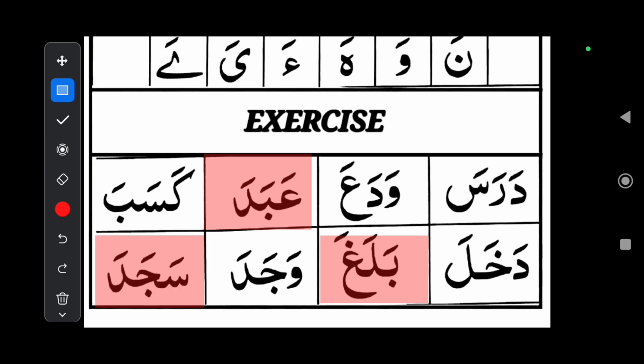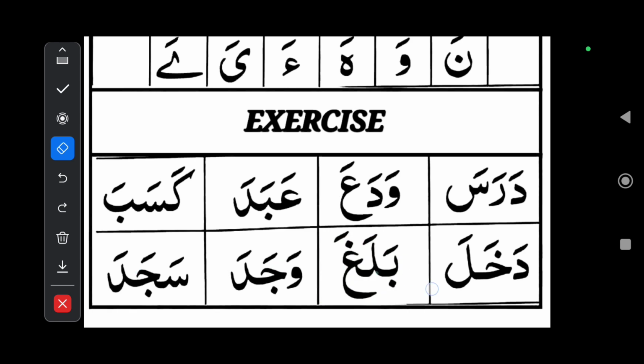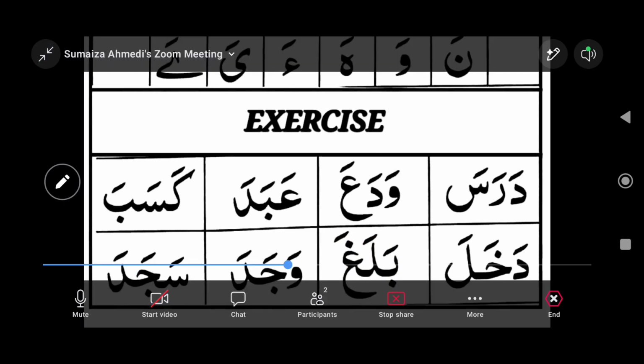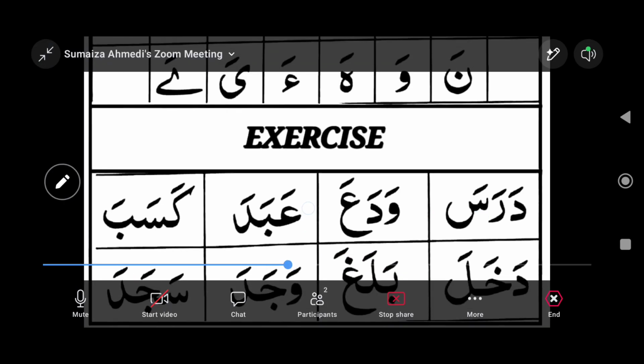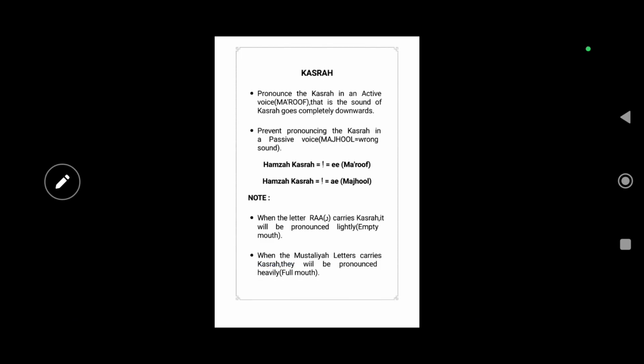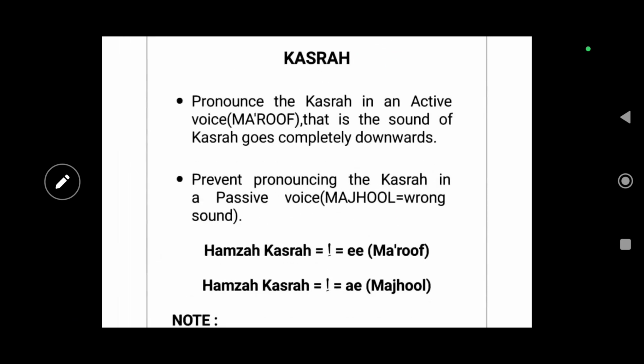This one. Sin zabar sa, jim zabar ja, saja, dal zabar da. Sajada. Yes. So this was a lesson about Zabar. Okay, now let's see Zair. What is Zair?